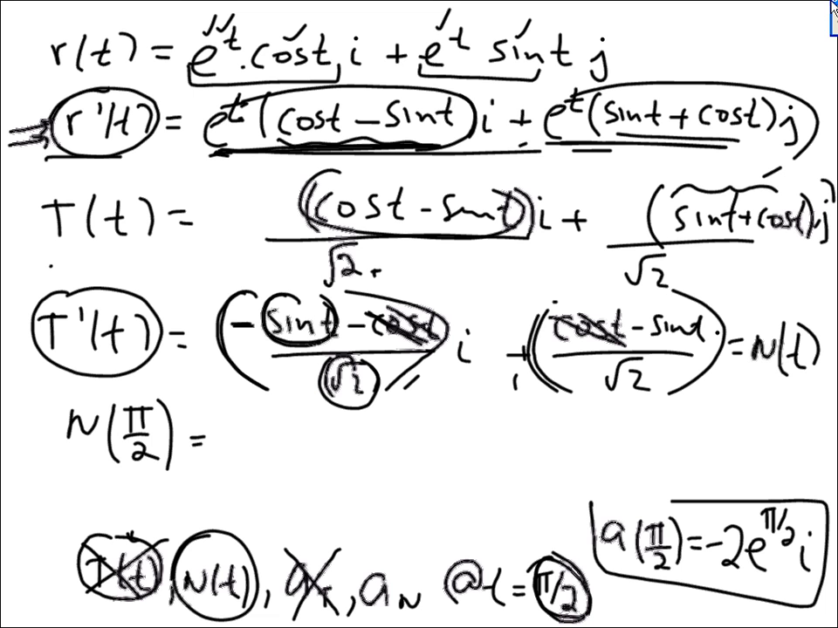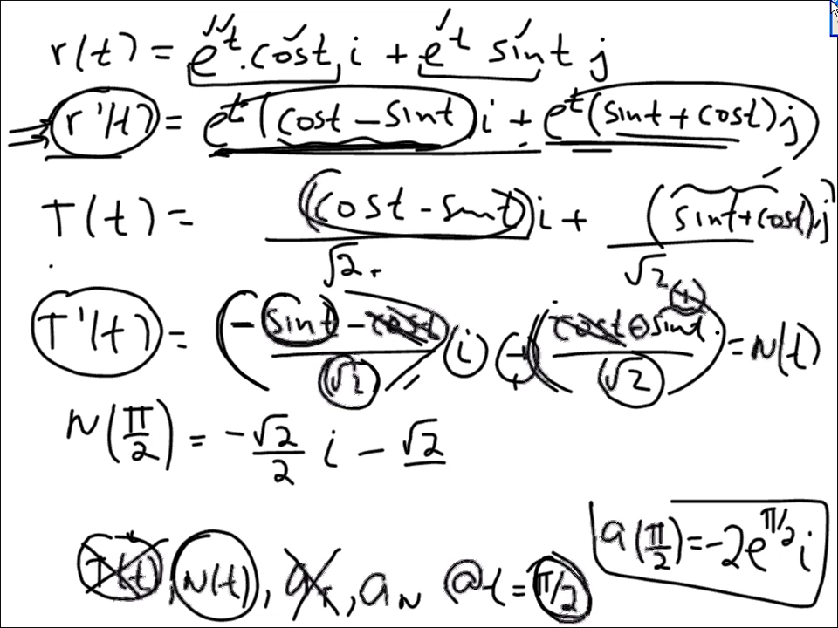Negative 1 over square root of 2. Negative 1 over square root of 2, which is negative square root of 2 over 2 times i, plus sine of pi over 2 is 1. So you have to add a negative. That's the same as taking away. You have to take away 1 over square root of 2. 1 over square root of 2 is square root of 2 over 2. And this is not in the i direction, but the j direction. So I did find N of pi over 2.